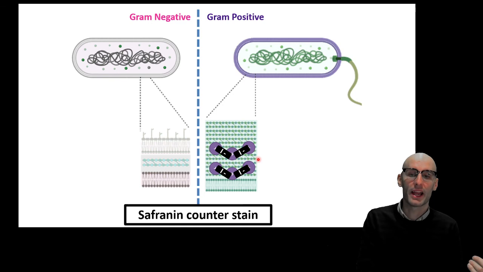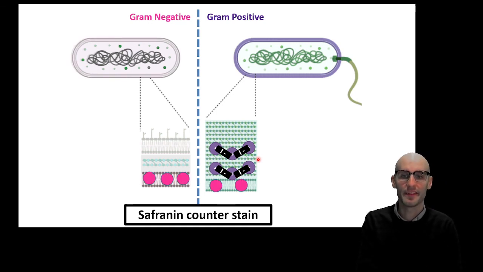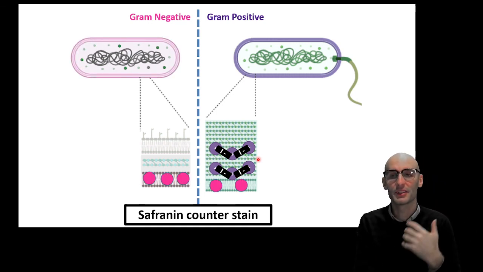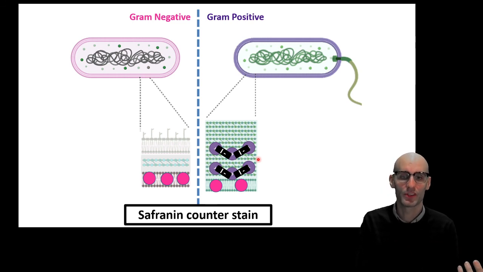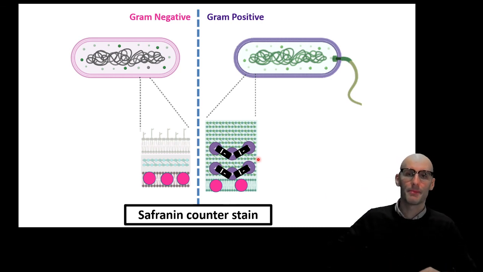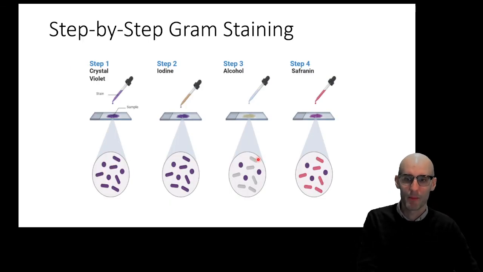Now we do a safranin counterstain or a number of other counterstains, and this actually stains membranes, and so it stains both the gram-negative and gram-positive bacteria, but because purple is a much darker, stronger stain, we don't really see it in the gram-positive bacteria. So now we end up with pink gram-negative, purple gram-positive bacteria.